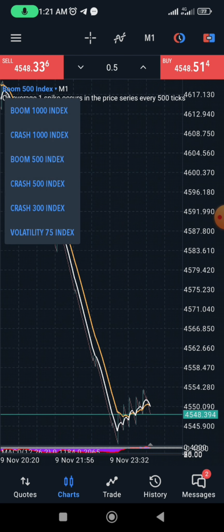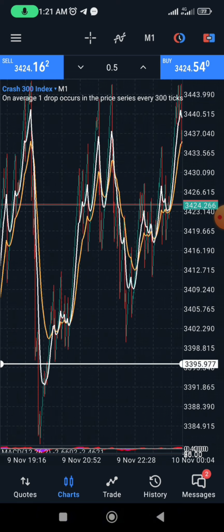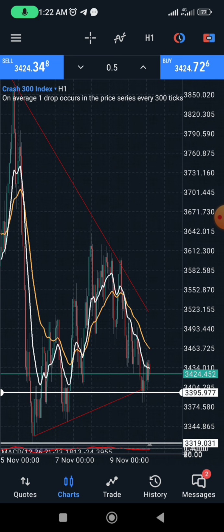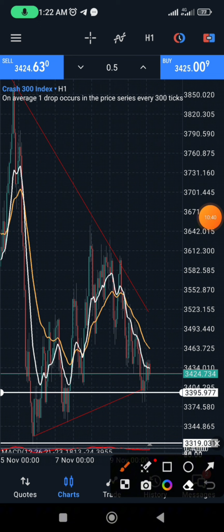Now checking for crash 300, I see something happening here. This one too is actually going down on a range. Now look at my chart progression. So I should take this entry here now, but crash 500, crash 300 is very volatile. So I don't want to take the trade and then I see a spike from where it is now to this entry. My main entry point is actually up to 20 something, 30 pips.